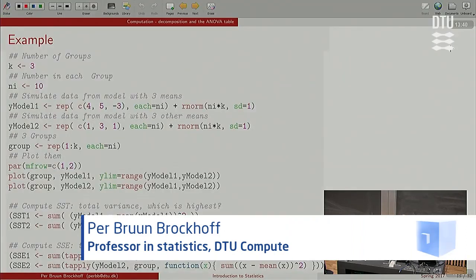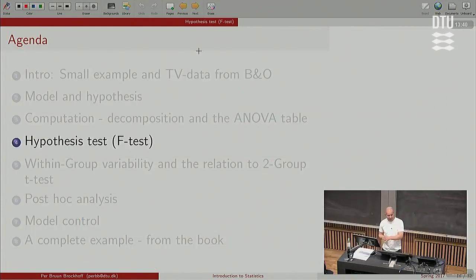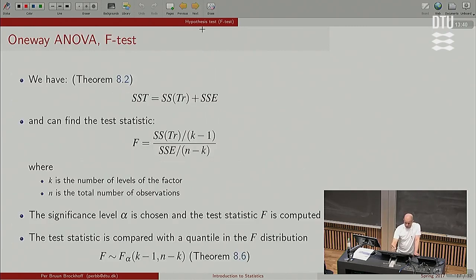Little thing before we have a break. Well, you already saw it, the actual hypothesis test, which is an F test. So, I'm not really going to prove this. We don't really prove things here. This is also the same as mean square for the treatment.